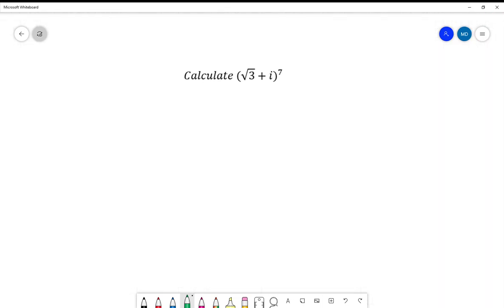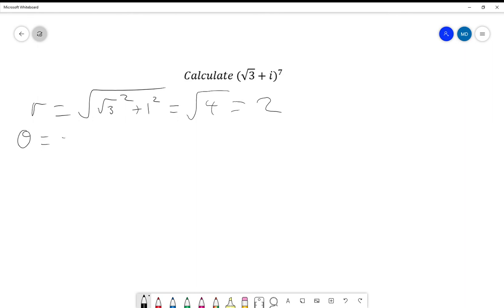Calculate root 3 plus i to the power of 7. So again, we need to know what r is. r is equal to the square root of root 3 squared plus 1 squared, which is square root of 4, which hopefully we can see is 2. We need to know theta, which is the argument of root 3 plus i, which is arctan of 1 over root 3, which equals pi over 6. And now, write it as de Moivre's.